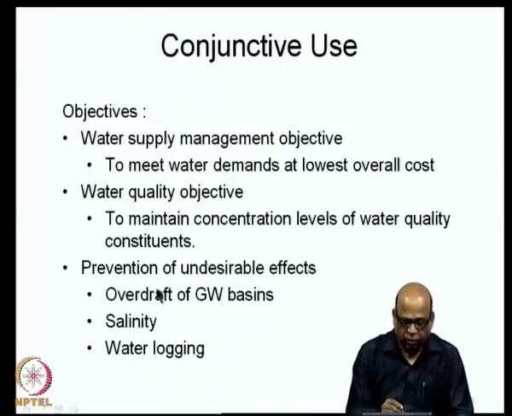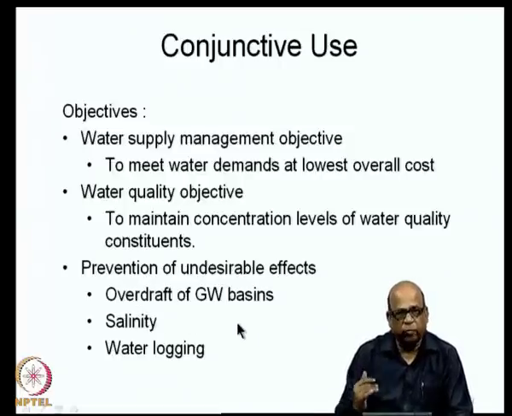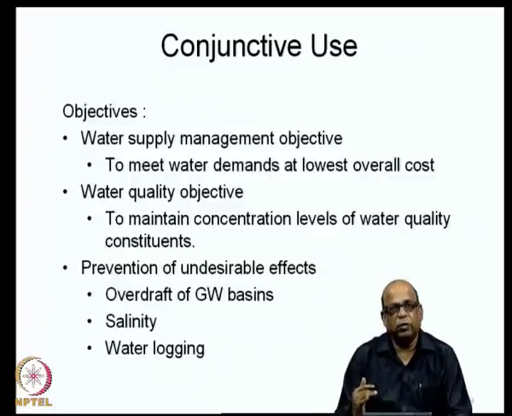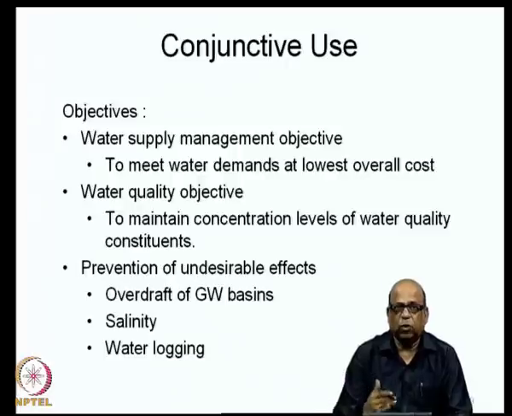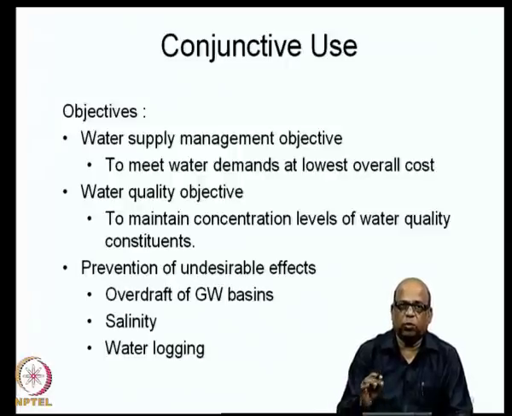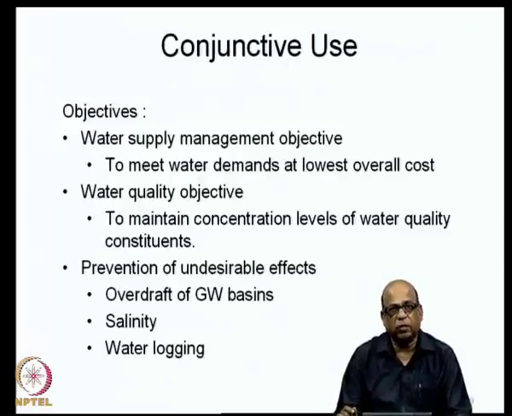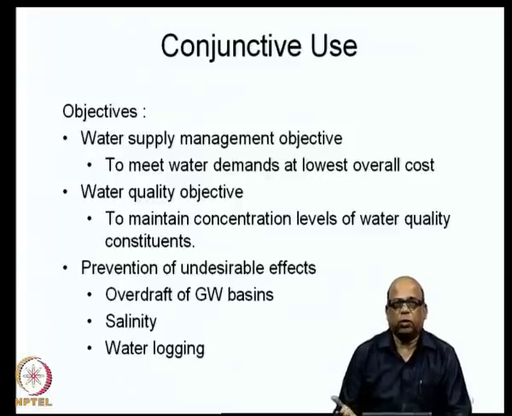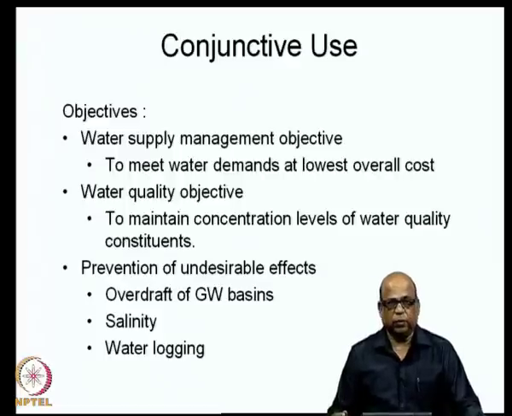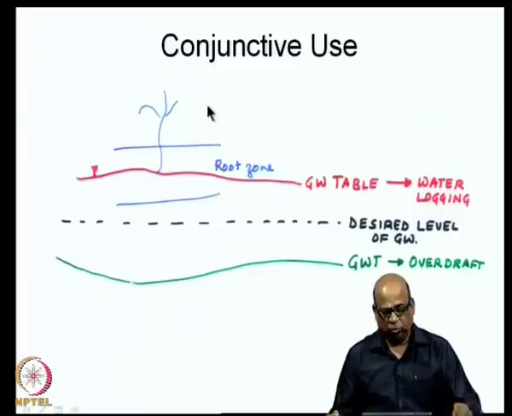Then, as I just mentioned, there may be undesirable effects. Overdraft of groundwater levels should be discouraged or avoided. Then salinity should be avoided, or minimized by using the surface water, which is the fresh water, into the groundwater. That means you dilute the groundwater with the surface water, so that the salinity levels decrease. Then waterlogging, where the groundwater level rises to near the ground surface, should be avoided. So, these are some of the objectives that we need to look at.